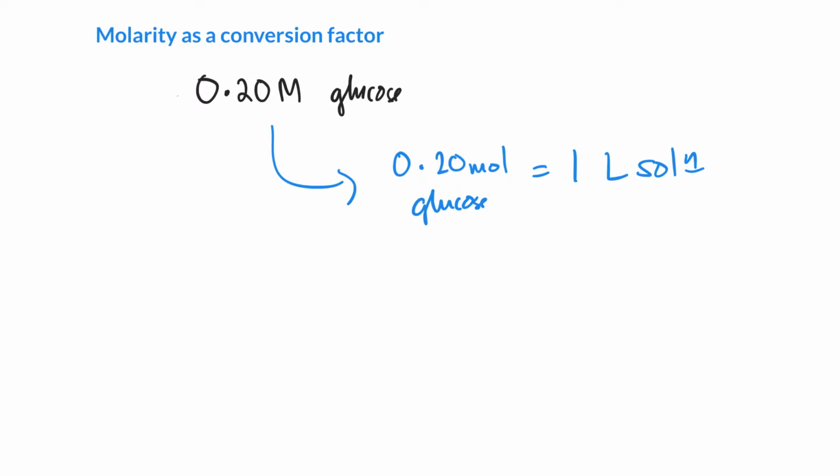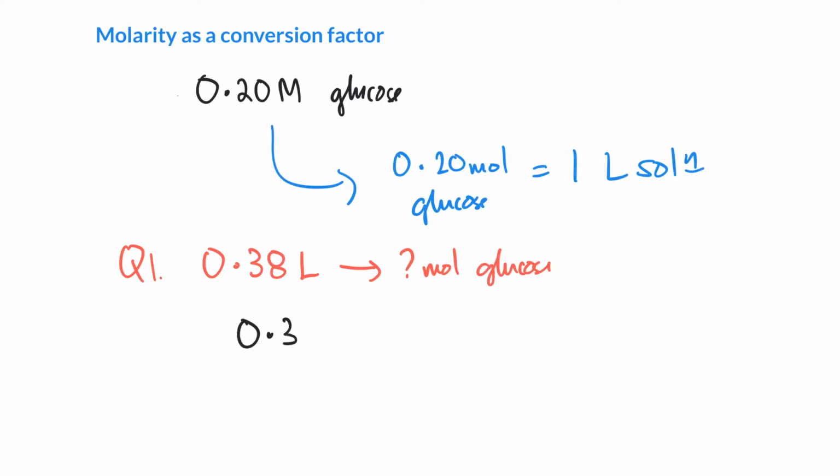Give you an example, right? So we might want to say, if we had, say, 0.38 liters of this solution and we want to know how many moles of glucose, we can set it up as a conversion factor problem. So we've got our 0.38 liters and we multiply by the correct conversion factor.